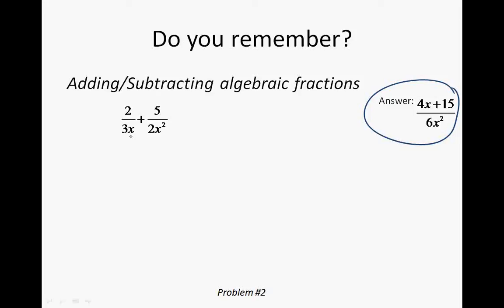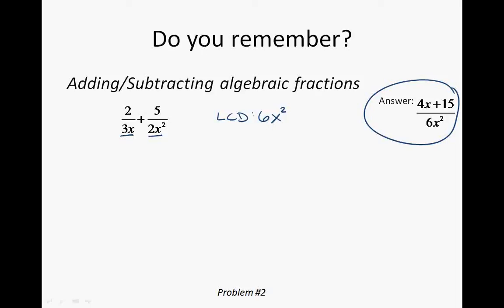For 2 over 3x plus 5 over 2x squared, I had to identify a least common denominator. So I'm going to write it off to the side, my LCD. My two denominators are 3x and 2x squared. So I know my LCD needs to include the least common multiple of 3 and 2, which is 6. And then it has x as a factor. Well, the maximum number of x's that they have in common is x squared. So that needs to be in my LCD. And there you go. The least common denominator is 6x squared.